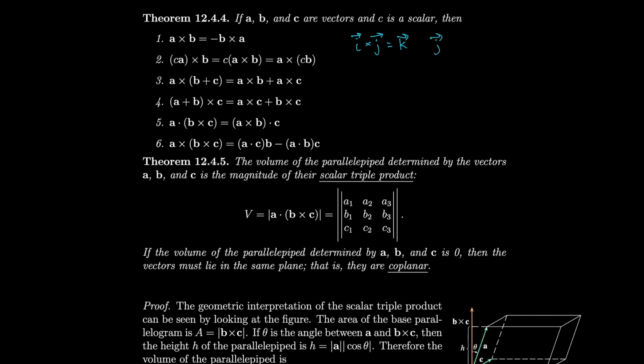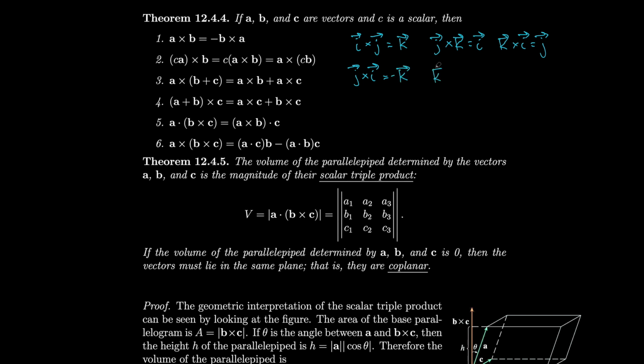Notice that similarly J cross K would have to be I, and K cross I has to be J. However, if I want to do J cross I, then I'm looking at, well, here's I, right? That's on the x-axis. Here's J on the y-axis. The angle is this way between J and I. So it's not 90 like this one was. It's 270. So the sine of 270 is minus 1. So that means that J cross I will be minus K.